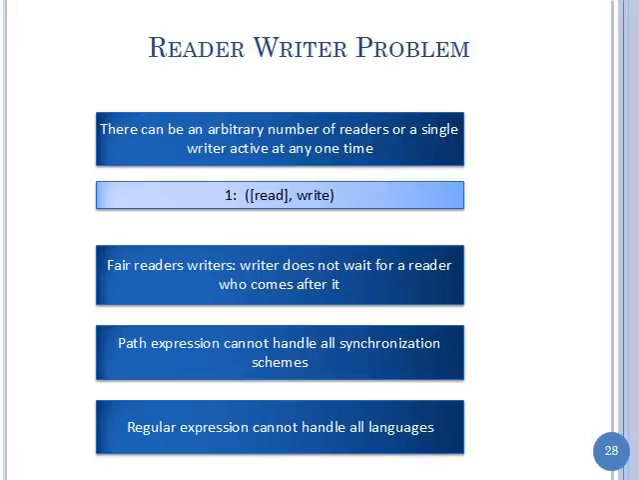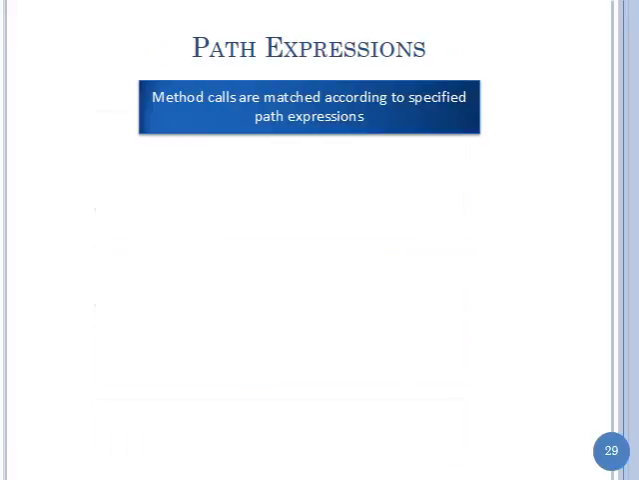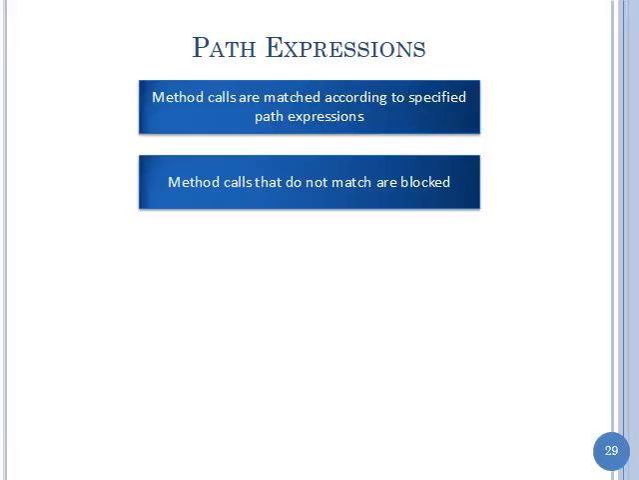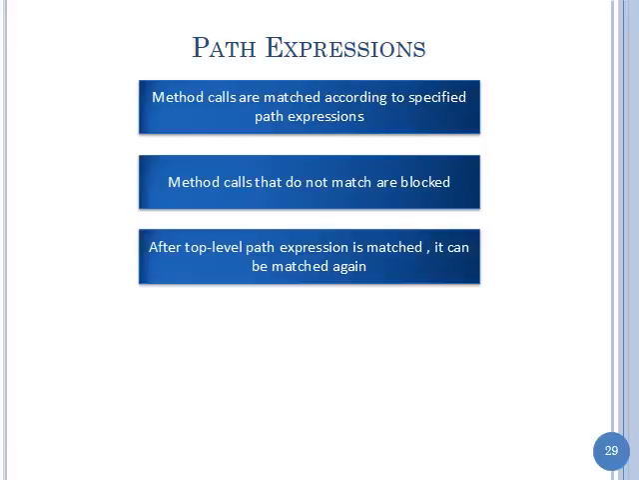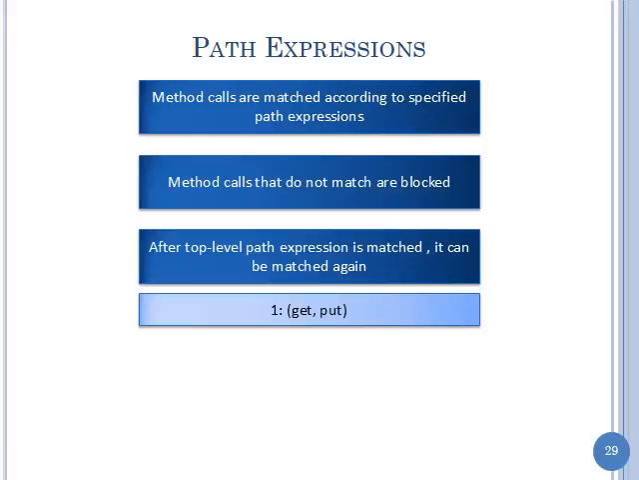So method calls are matched according to specified path expressions, and method calls that do not match are blocked. So you wait for that to happen. After the top-level expression is matched, it can be matched again. So once one get-put is matched, you can match it again.